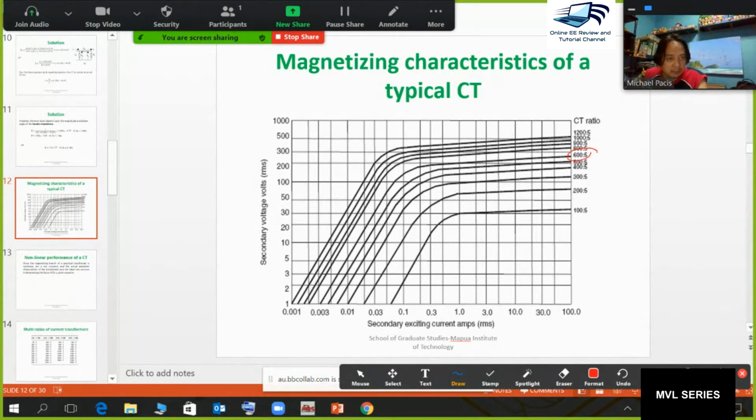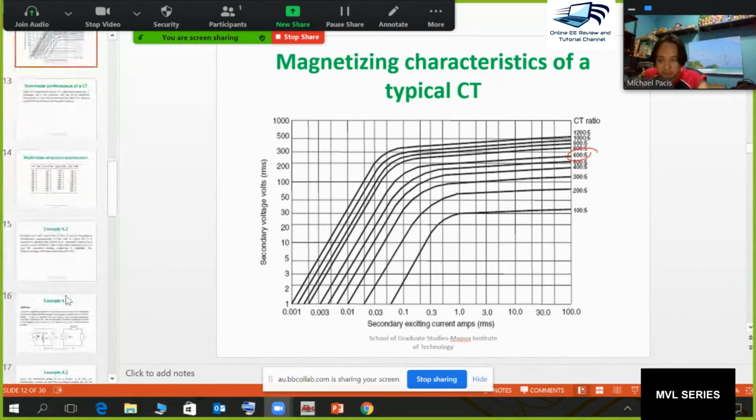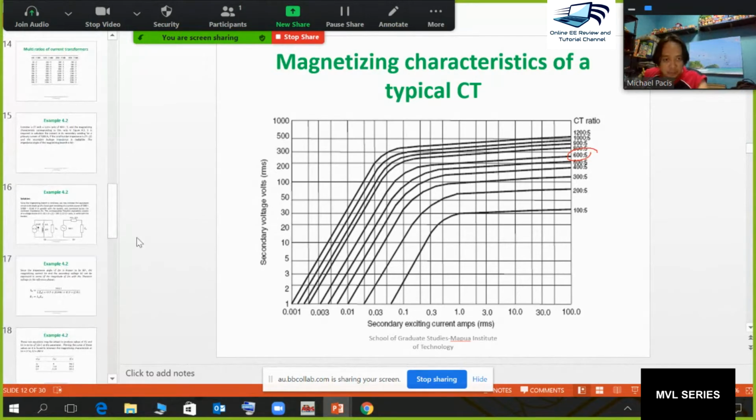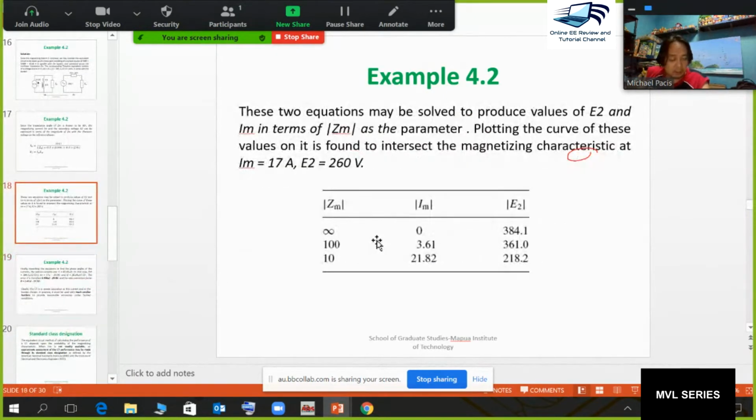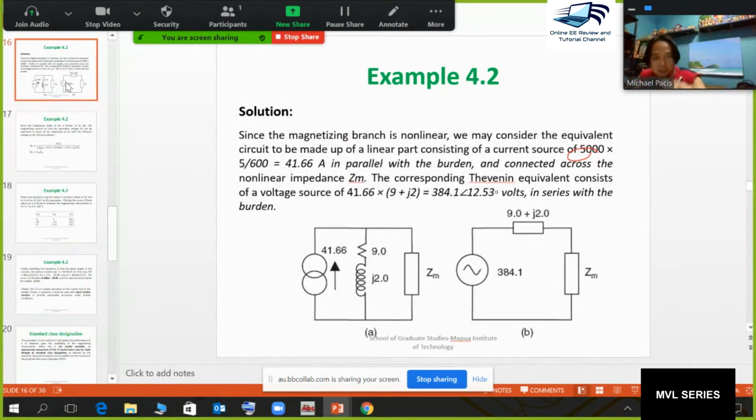But you need to get some of the points using those two equations. We have these two equations here. If we apply ZM, for example, 0 or infinity, what will be the value of IM? If you get the value of IM, and you have the value of ZM, you can get E2. So those are the equations that we need here. If ZM is infinity, IM is 0. It means infinity, that this one is open.